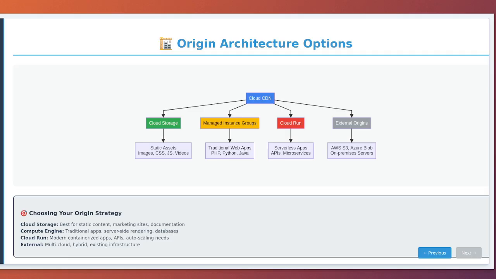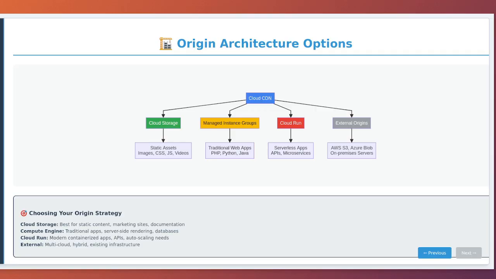Managed instance groups work brilliantly for traditional web applications. If you have PHP, Python Django, Ruby on Rails, or any server-side rendered application, this is your go-to. The CDN caches your dynamic responses, reducing database load.